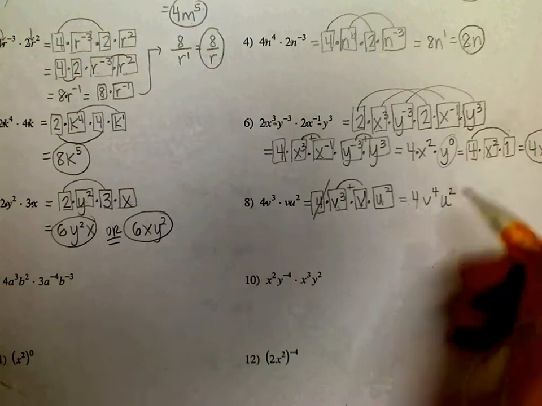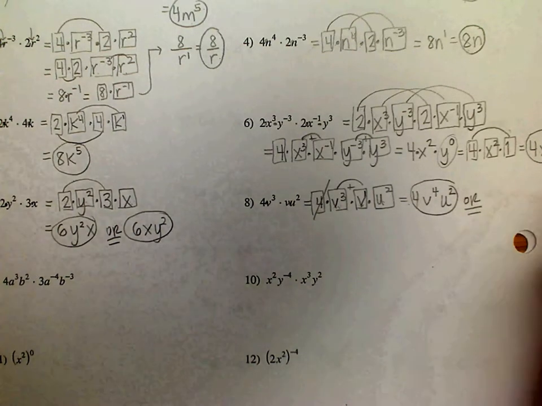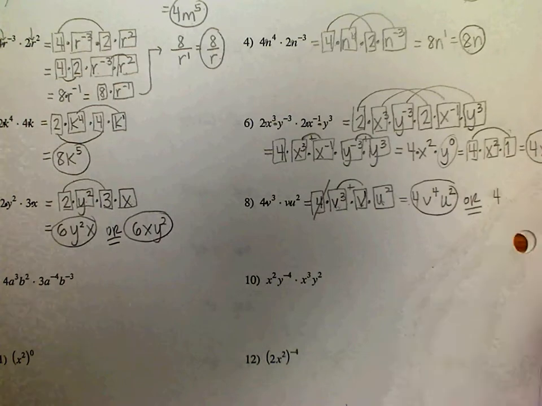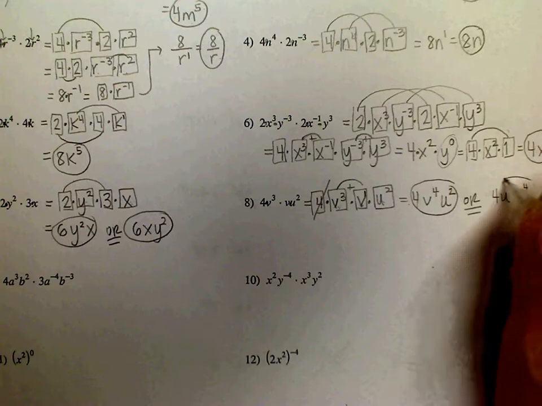Now if you want to put it in alphabetical order, then you would put 4 first, numbers always come first, then u squared, and then v to the 4th. Okay? So that is the homework.